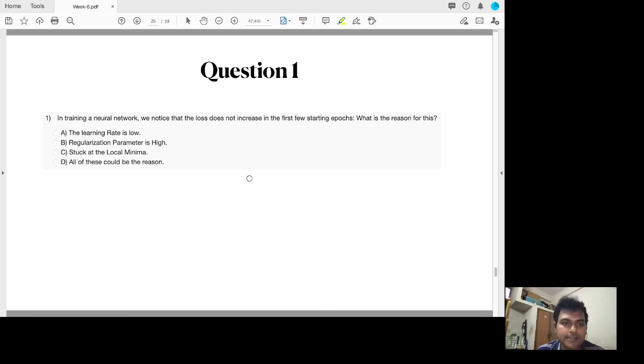The first question: while training a neural network, we notice that the loss does not decrease in the first few starting epochs. What is the reason for this? Can somebody say? Learning rate is low, regularization parameter is high, stuck at a local minimum, all of this could be the reason.